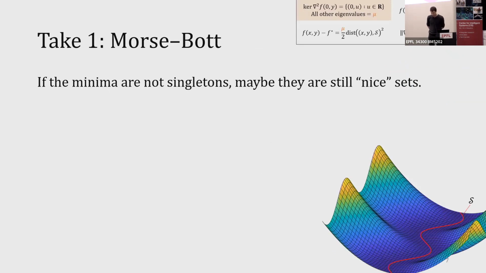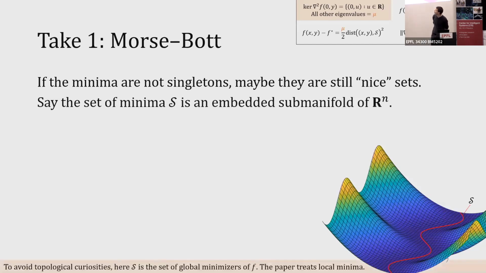Okay, fine. But if the minimizers are not just single points isolated, then you need other assumptions. So maybe you could say, well, the minimizer is not a singleton, but maybe the set of minimizers is still a nice set. And what are nice sets? Well, you could come up with various answers. One possible answer would be, maybe it's a smooth manifold, right? Like a sufficiently regular set where you can do some calculus.